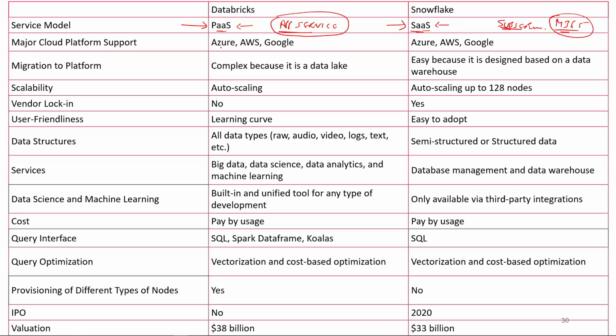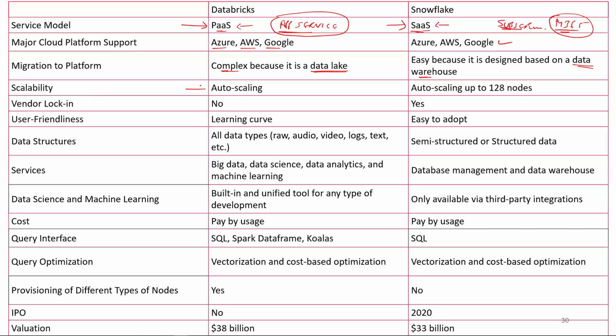Major cloud platform support. So it supports Azure, it supports AWS, it supports Google Cloud. In the Snowflake case, here also it supports all the platforms which Databricks supports. So it's the same. Again, migration to the platform is complex because it is a data lake. Okay, because of the data lake where we store the data, migration is a little bit difficult. Here it is easy because it is designed based on data warehousing. Okay, so that's the difference here.